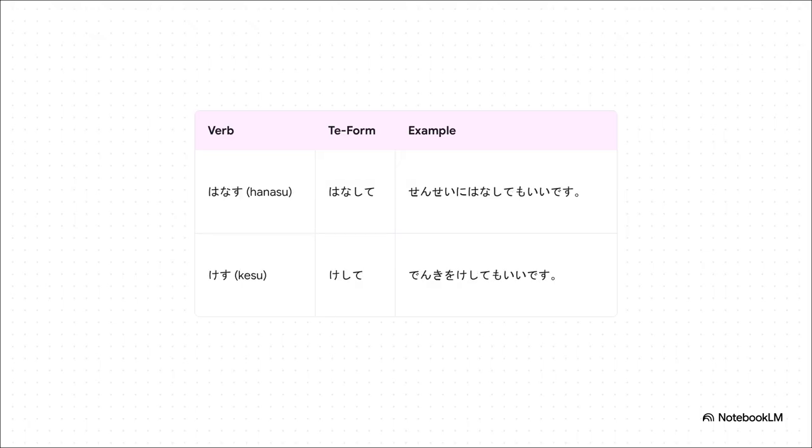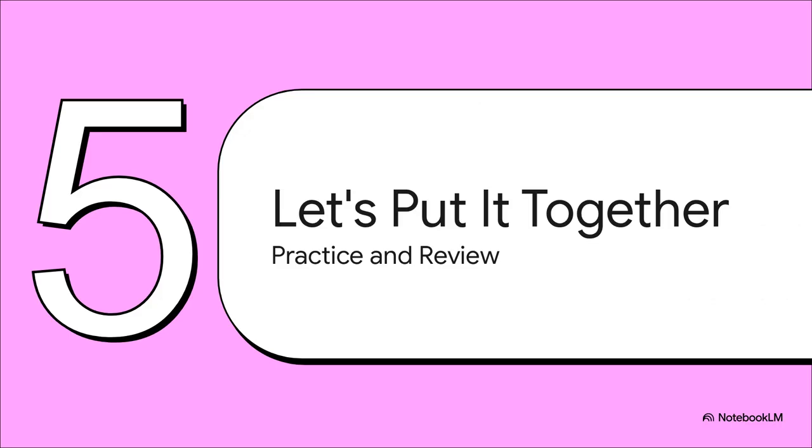And for our last group, we have verbs that end in su. These are nice and simple. They just change to shite. So hanasu, to speak, becomes hanashite. And that's it. That is the entire system for changing u-verbs into their te form. You did it. Let's head into our final section, where we're going to see how all these rules come together to make real sentences. It's time to put what we've learned to the test.